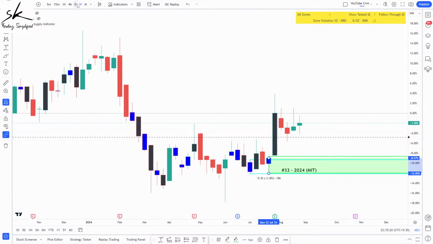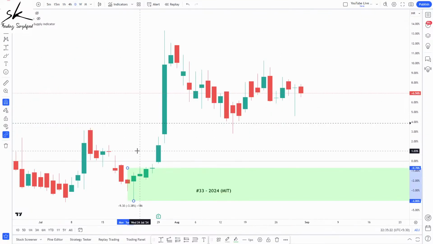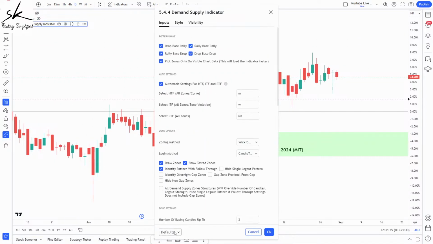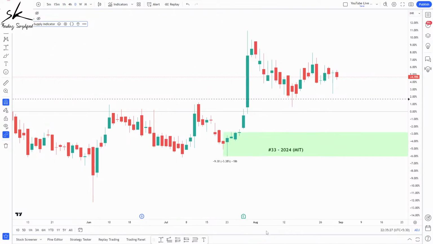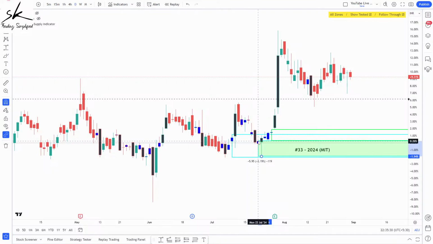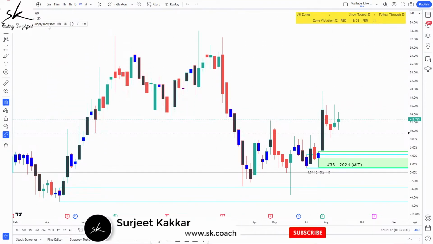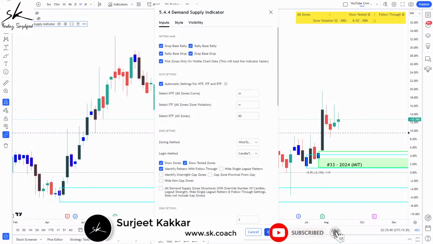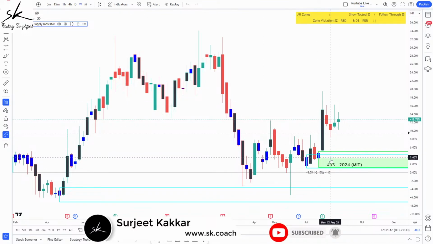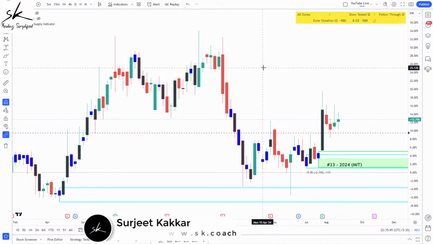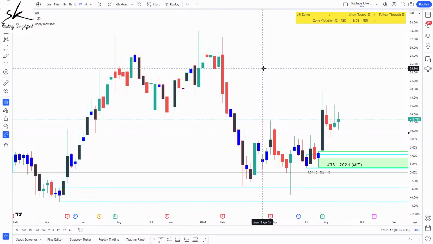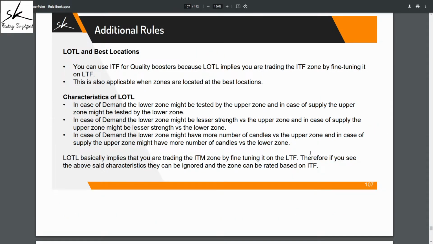But now, since I could see that this zone was getting converted into multiple zones on the lower time frame, I was further able to fine tune my zone, and I was able to push my proximal line a little deeper. So now you can see I'm basically trading this same area by having a little deeper entry, because the same zone gets converted into two different areas on the lower time frame. So that is what we are doing. We are basically trading the intermediate time frame zone by fine tuning it on the lower time frame. And that is why if you see these characteristics, you can ignore them, and the zone can be rated based on the intermediate time frame.